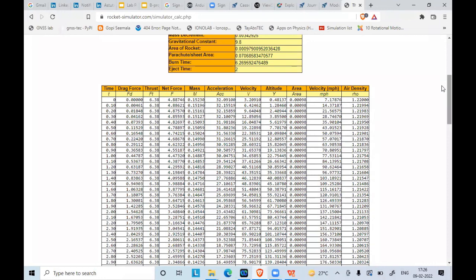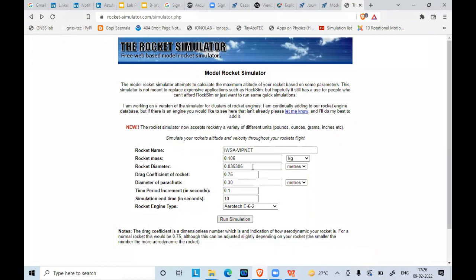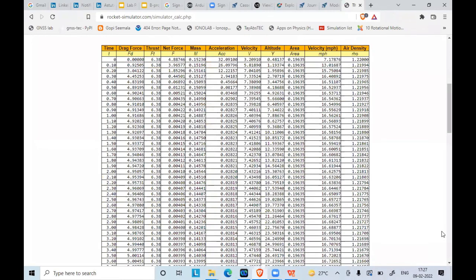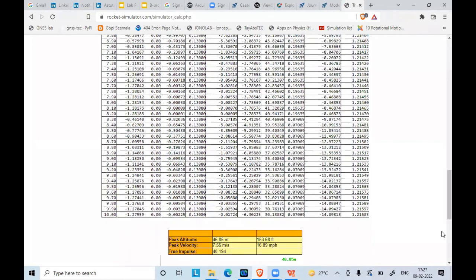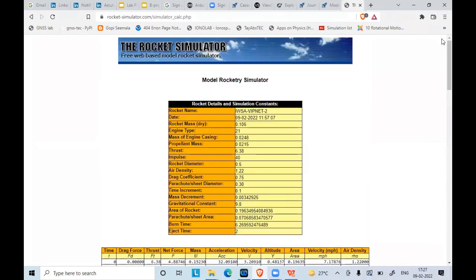So if I increase the rocket diameter, let me make it 0.5. Let me call it test rocket 2, and fire it again. What do you see? You see a completely different trajectory. So with these openly available tools, students can always learn more about space and astronomy.